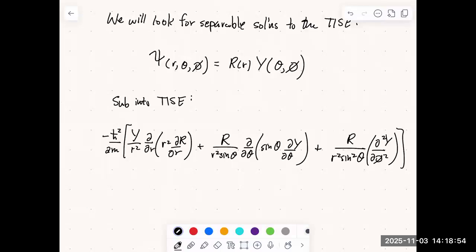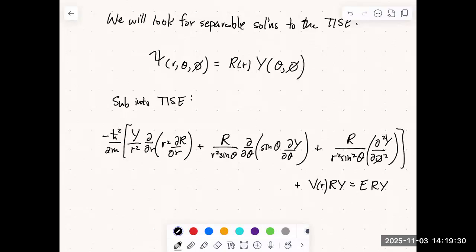We still had the potential, so we still have plus V, and then times our wave function, but our wave function is R times Y now by separation of variables. And then that has to be equal to E times the wave function. Okay, good. Now we're going to employ the usual strategy. In fact, maybe what I'll do is I'll explicitly indicate that the potential depends only on r.